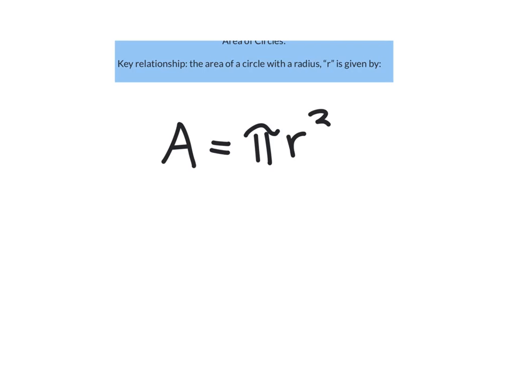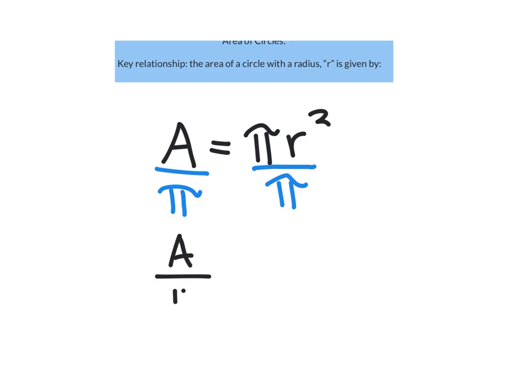So what we're going to do here is we want to get r by itself. So at the moment this is r times pi. So to rearrange it, we're going to divide it by pi, which means we also have to divide the other side by pi, because we're doing the same thing to both sides of the equation. And then to tidy that up, our left-hand side is going to become A over pi, which will be equal to, now pi times r squared divided by pi is just r squared. And so that would tell us what r squared is.